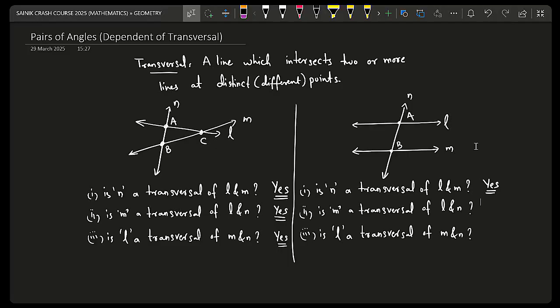M is a transversal of L and N. No. Why? Sir, because it does not intersect L. Very good. Why is it not intersecting L? Sir, because L and M are parallel. Yes, parallel means they will never intersect, right? Yes, sir. To have a transversal, they should intersect, but they are not intersecting. Without intersection, transversal is not possible. Answer is no. Very good.